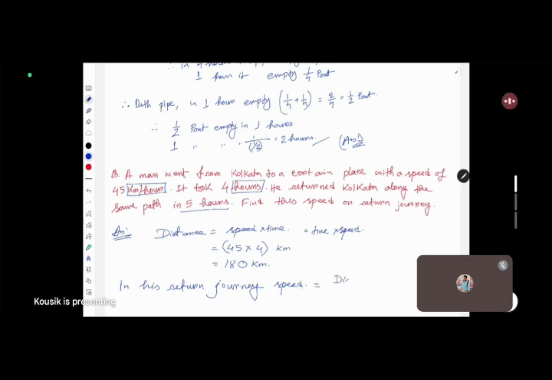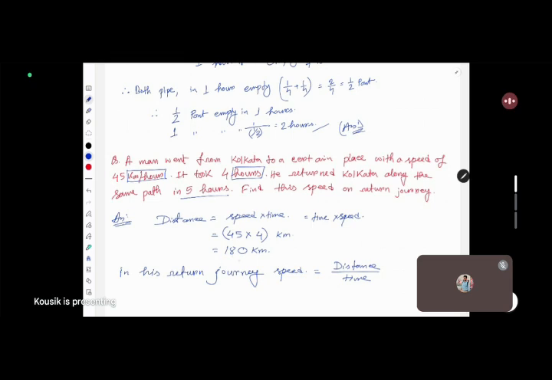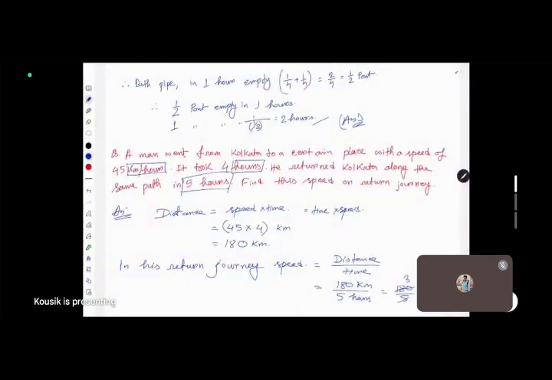Speed is equal to distance by time. The distance will be 180 kilometer, and in case of return journey, the time is 5 hours. So that means 180 by 5 kilometer per hour. So that means 36 kilometer per hour. That is his speed. His speed will be 36 kilometer per hour.